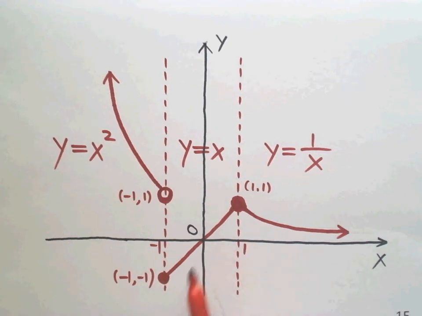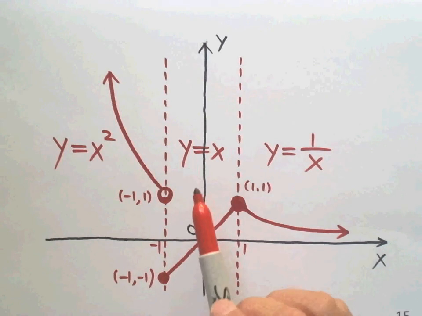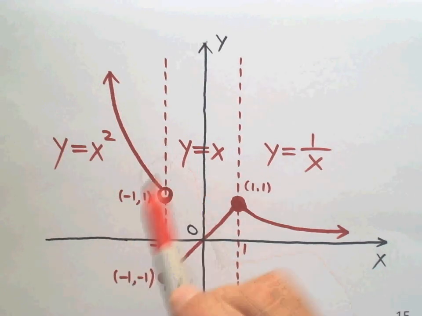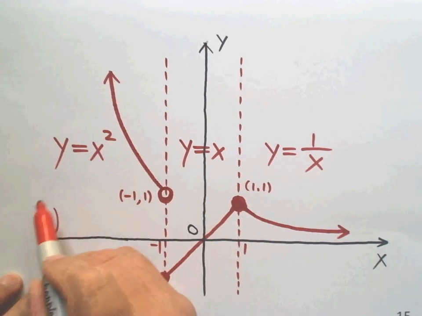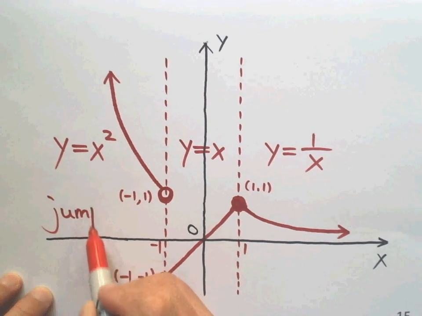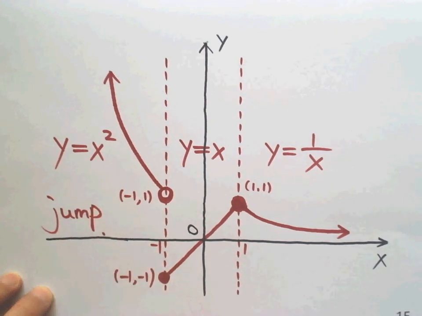The last question: what is the type of discontinuity? This time the left-handed limit does not equal the right-handed limit. Do you remember? That belongs to a jump, from here to there. So this is the final answer: jump discontinuity. That's all.